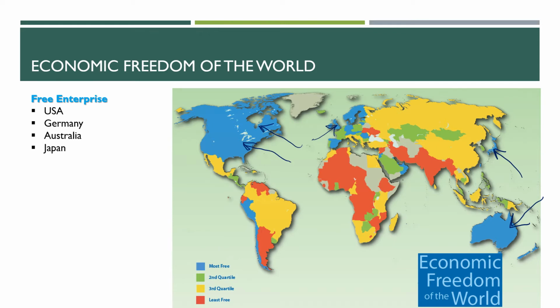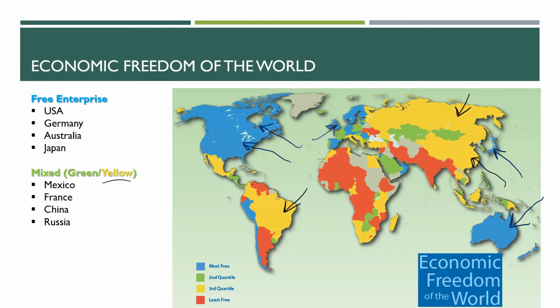Okay. Now, the countries that are in green and yellow are the ones that have mixed economies. And as I said, they can lean more towards a command economy where the government has a lot of control. That would be the countries that are yellow. So for example, countries like Brazil, or Russia, or China, those countries are mixed, but the government has quite a lot of control.